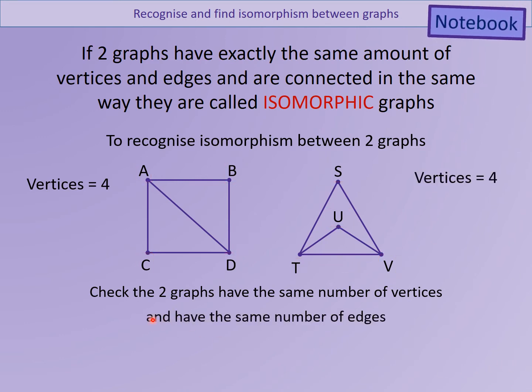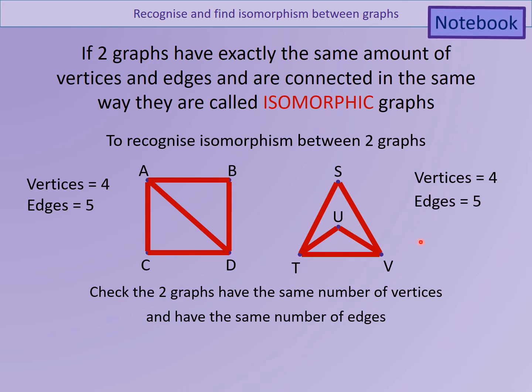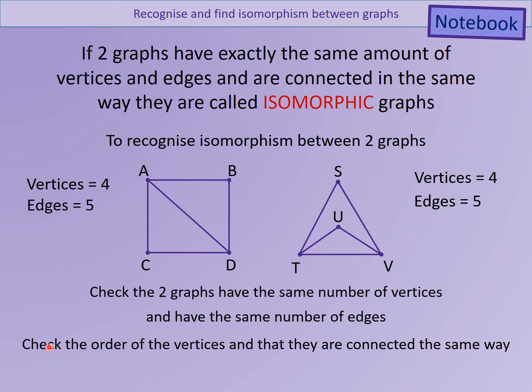The second thing, they must have the same amount of edges. They're not going to be isomorphic if they don't have the same amount of edges. So this has got 1, 2, 3, 4, 5, we can see that. This one's got 1, 2, 3, 4, 5, excellent, both got the same amount of edges. Now that's not enough to make them isomorphic, you need to be careful, there's got to be another rule as well. The other thing you need to check, this one's slightly tougher, is the order of the vertices and that they're connected the same way.